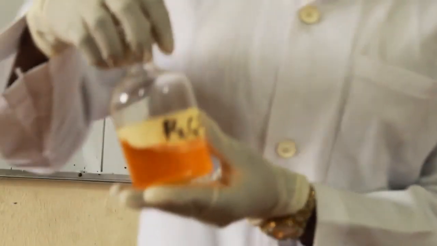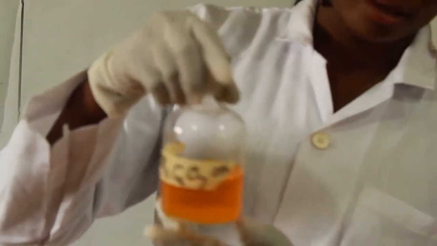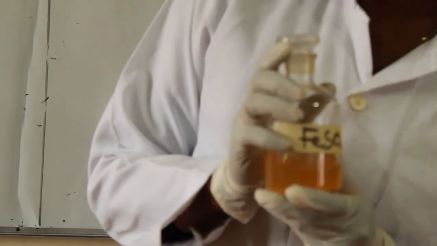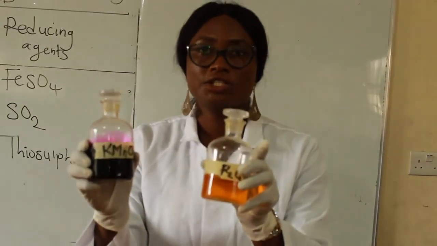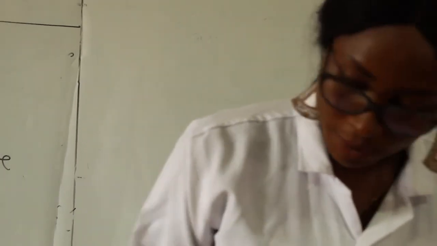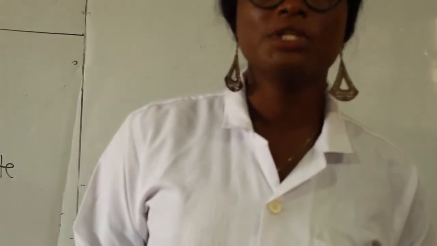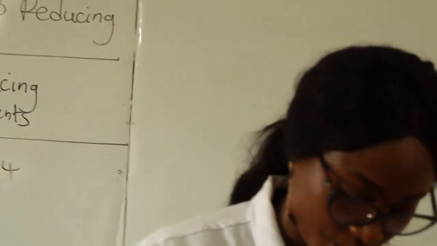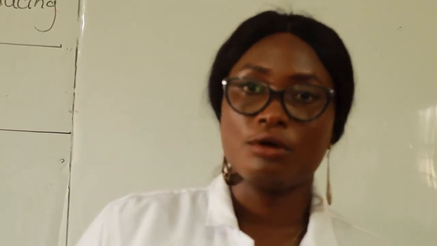Now, you have potassium dichromate. Okay, this color is yellow. Now this is our iron 2 sulfate. Now, from the table I gave to you, you would notice that these two are oxidizing agents, and this one is the reducing agent. So we're going to be performing some practical, and this will happen in acidic solution. That's why we need this acid. Okay, so first I'm going to start with two different compounds. Alright, so I will start with potassium permanganate and the iron 2 sulfate.